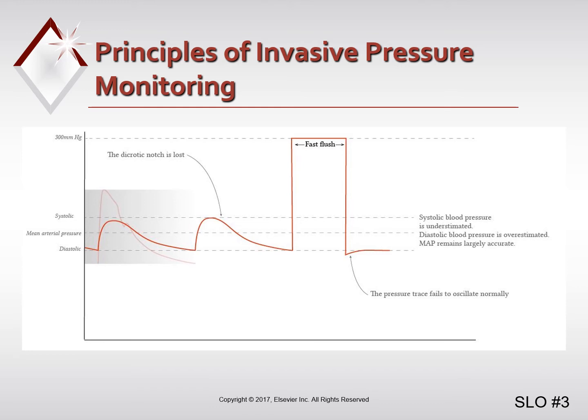So if you look at the top where we're going to do that fast flush that I talked about on the previous slide, that is basically flushing the line at 300 millimeters of mercury of pressure. So imagine if your systolic was 300, that would be really, really high. So you can tell that when you pull that little tab, it's flushing it in at a high, high pressure to just kind of reset the system. And then once you do that fast flush of just the normal saline, the pressure will hopefully come back and pick up, and you'll have that dicrotic notch back.